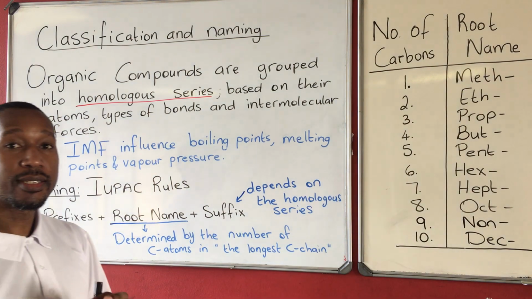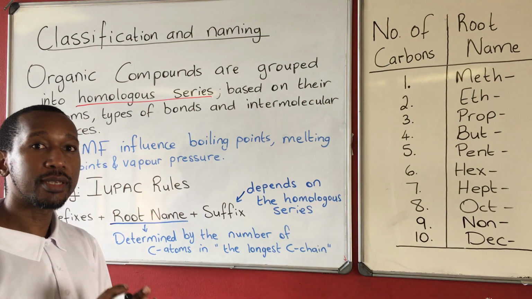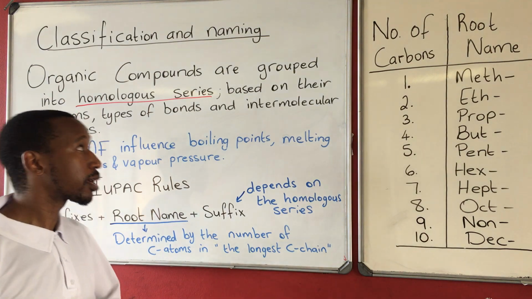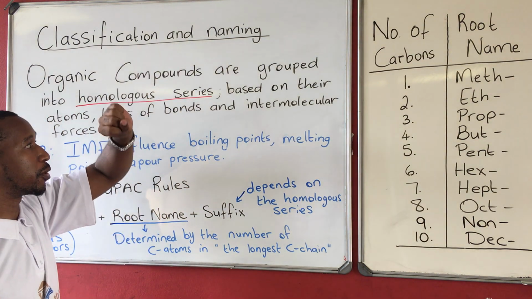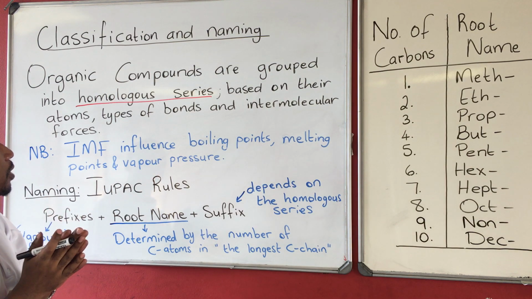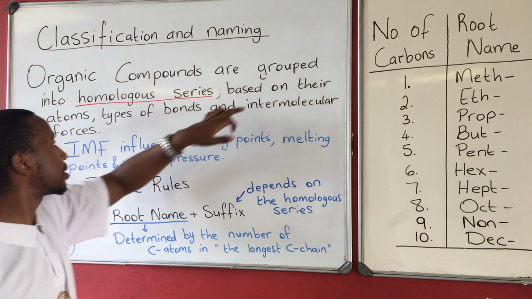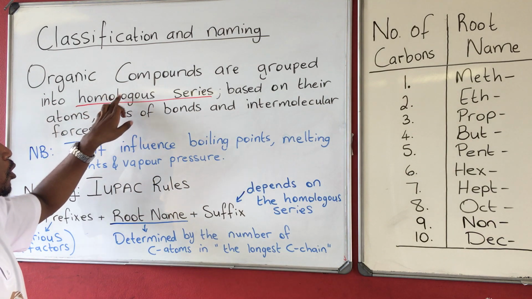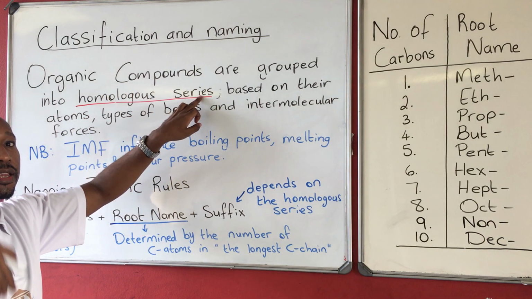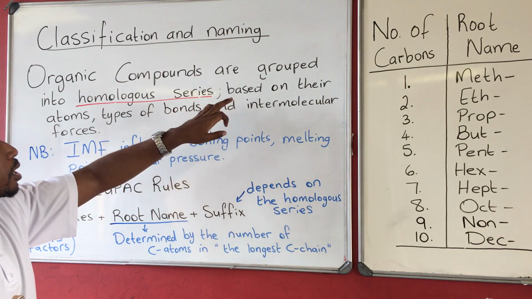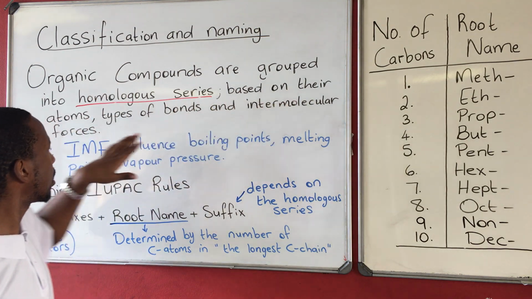So as mentioned, since we are studying the organic compounds, it's important that we know how to classify them and how to name them. So the classification and naming is following. It is important for us to understand that organic compounds are grouped or classified into what we call homologous series. So instead of saying they are groups, we will say they are homologous series. And this is based on their atoms.